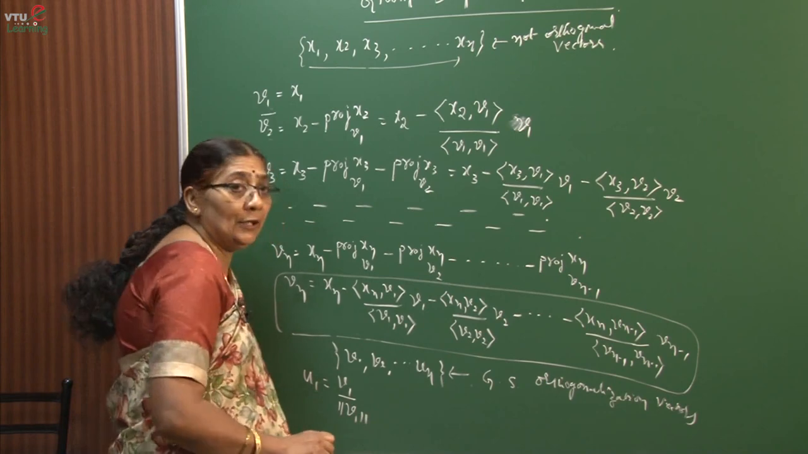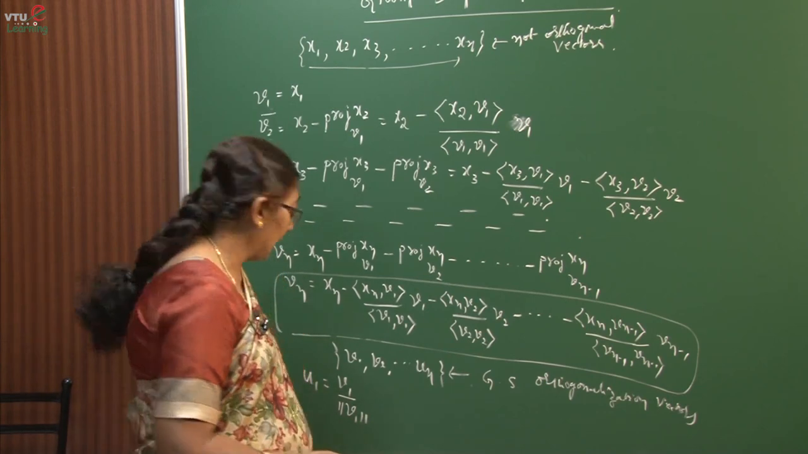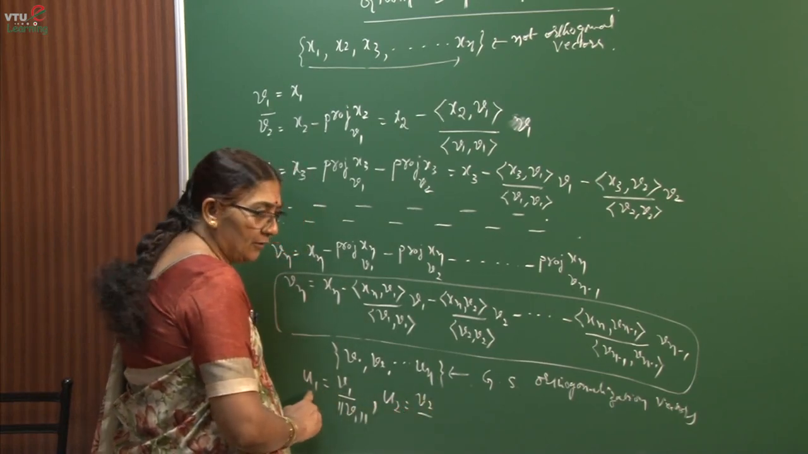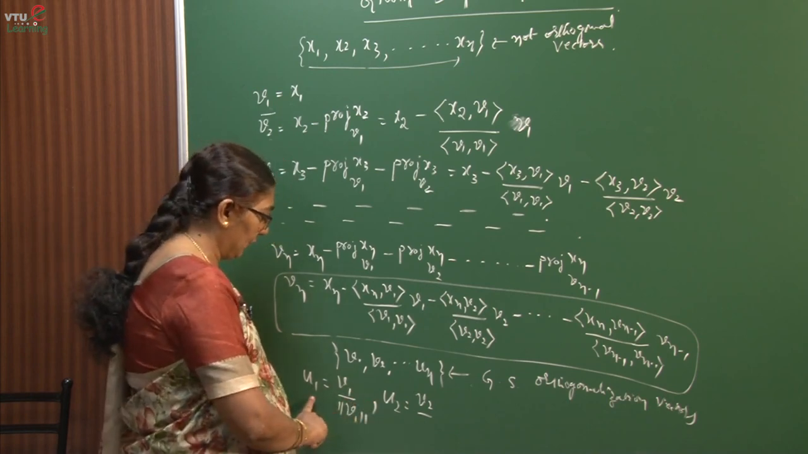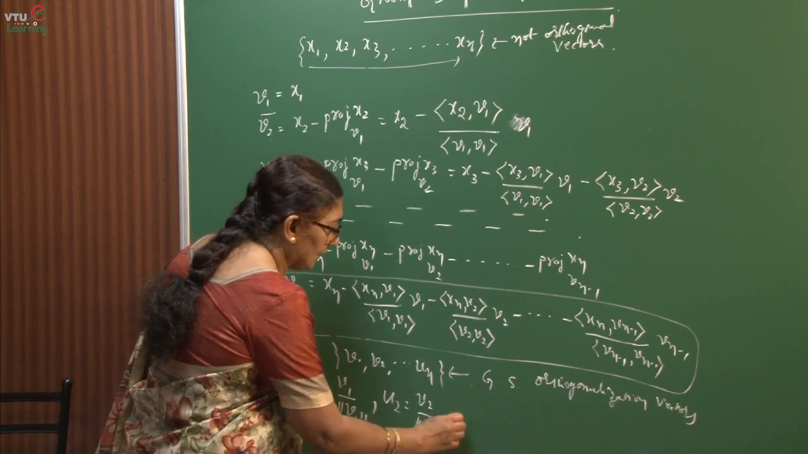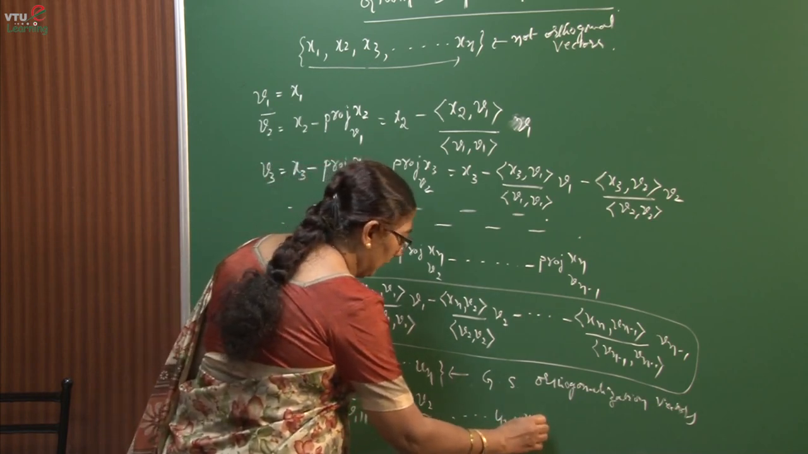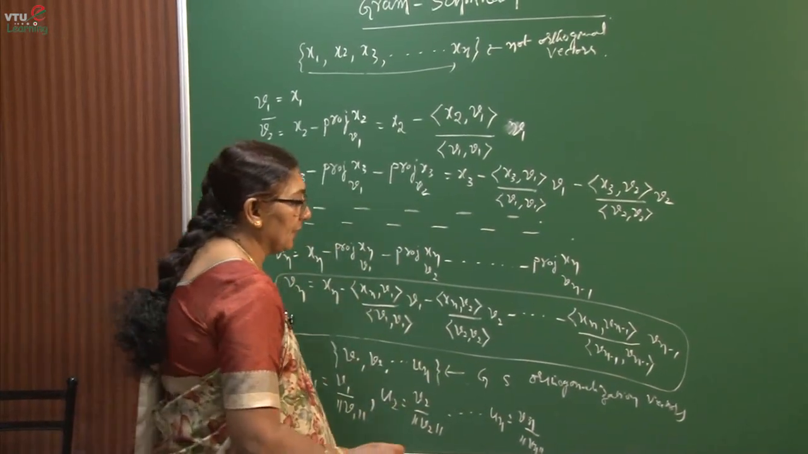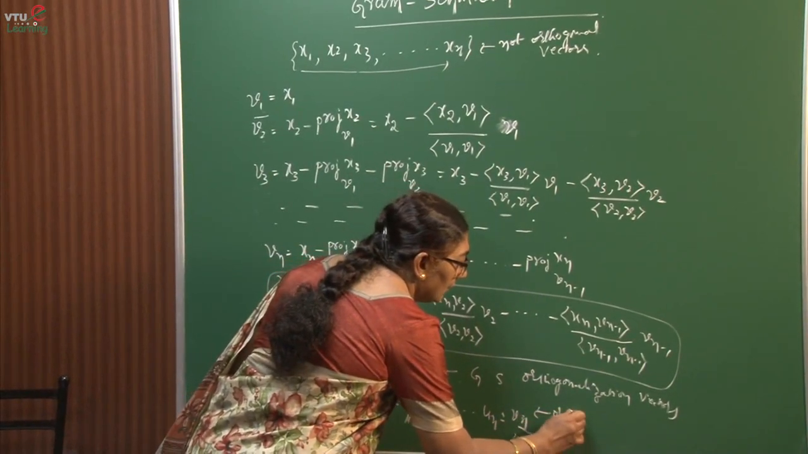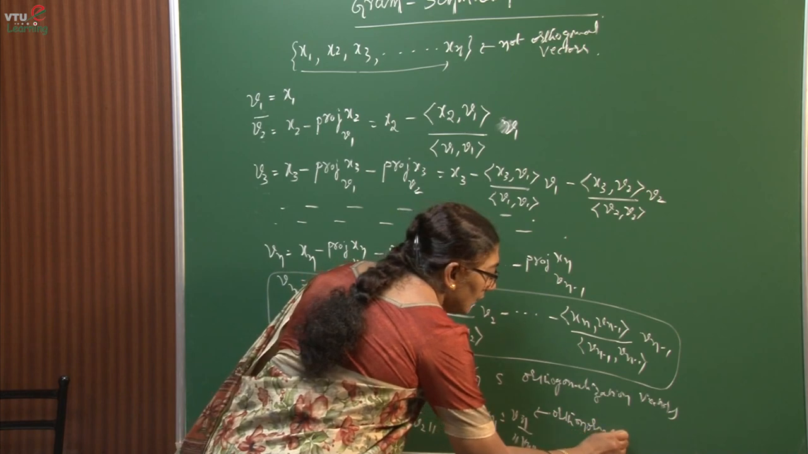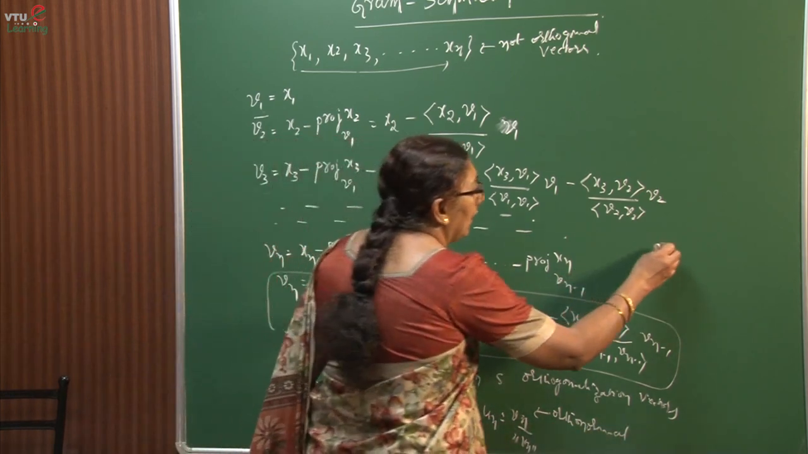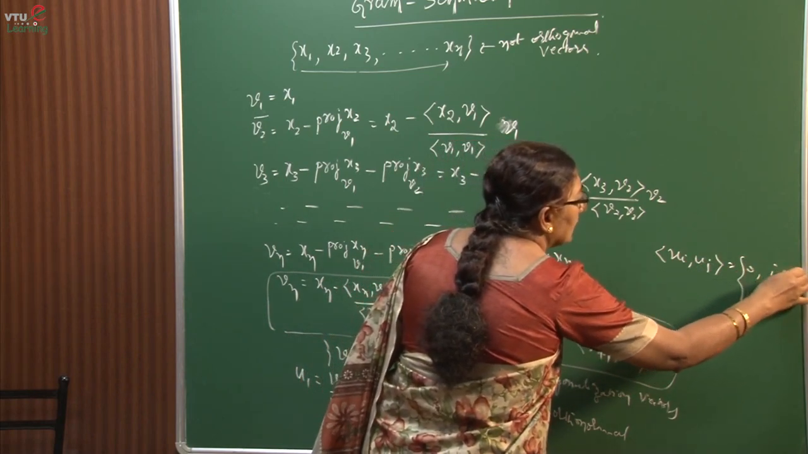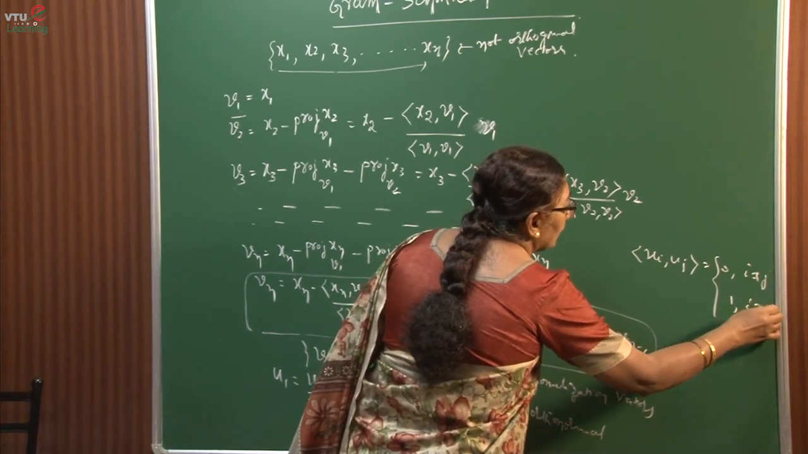Normalize means this formula, which you already know from vector calculus. And also U2 is V2 divided by the norm of V2, because you can't use the same vector name, and to identify normalized vectors I use a different notation U1, U2, etc. What is Un? Un is equal to Vn divided by the norm of Vn. These vectors U1, U2, U3 are orthonormal vectors. You know the meaning of orthonormal: the inner product of ui comma uj is 0 for i not equal to j, and 1 for i equal to j.